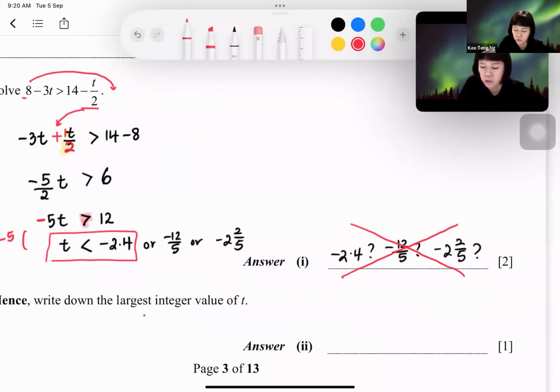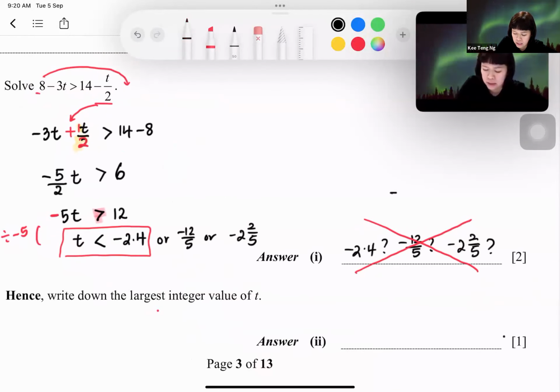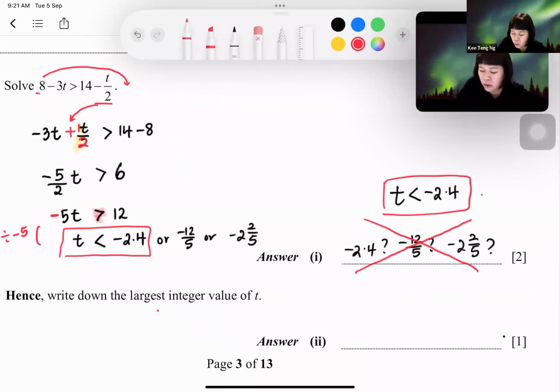So the answer over here should be t less than, then you have negative 2.4, or negative 12 over 5, and so on and so forth. This whole thing is the answer. So you must write the whole inequality inside. Many of you solve, then until the last part, you write the answer, just the number. So then you lose 1 mark. So please take note, you must get the whole inequality inside over there.